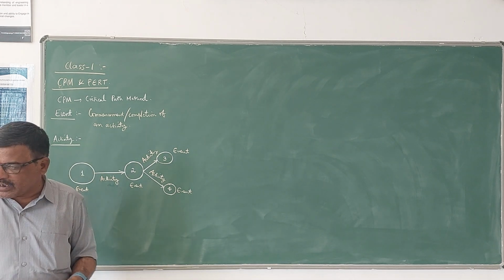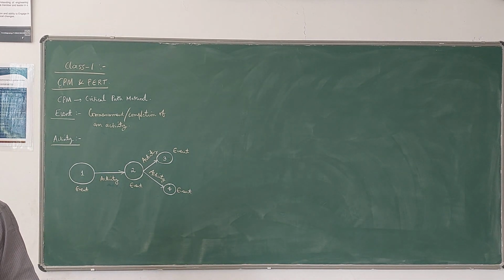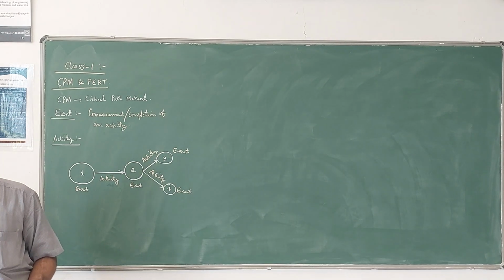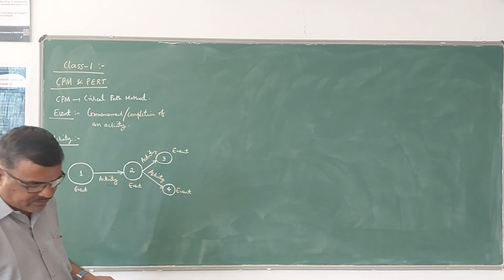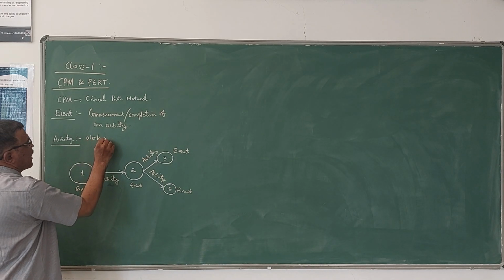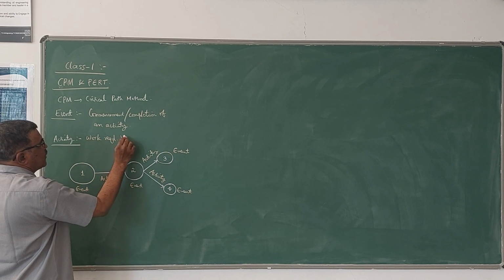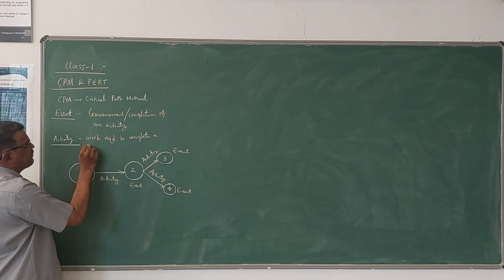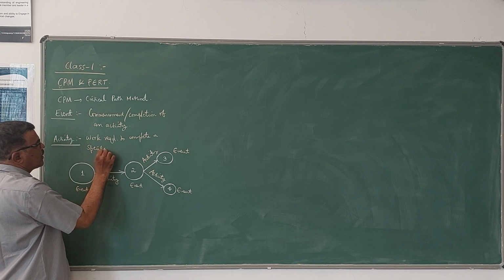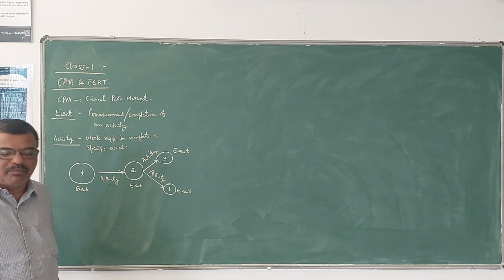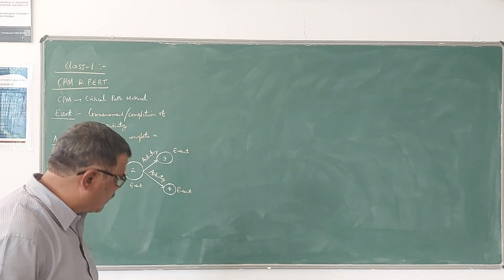Now we will define activity. An activity can be defined as the actual performance of a task. It is the work required to complete a specific event. This becomes an activity. Okay, so two things are very important in any project.